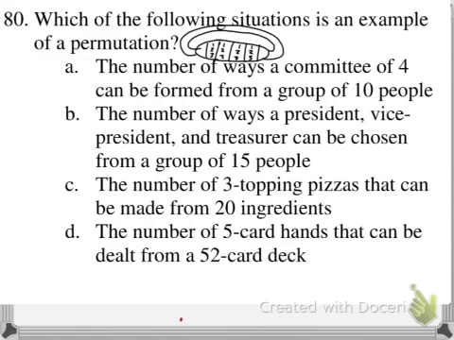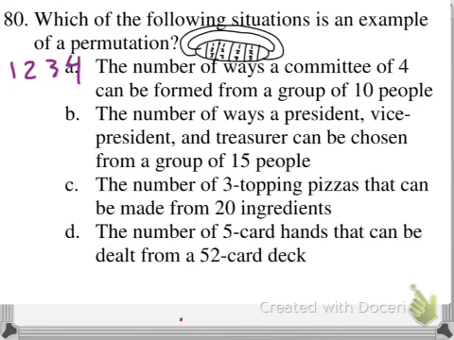So the first one says the number of ways a committee of 4 can be formed from a group of 10 people. So let's say we had person 1, 2, 3, and 4. They have exciting names. We're talking about the number of ways a committee can be formed. So we have persons 1, 2, 3, and 4 chosen for our committee. Those are very exciting names, 1, 2, 3, and 4.